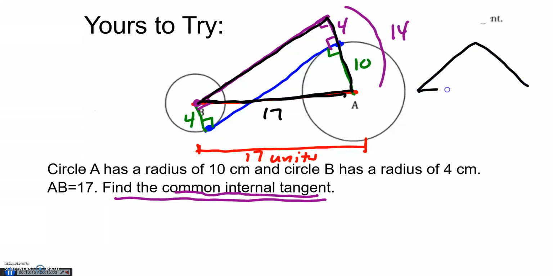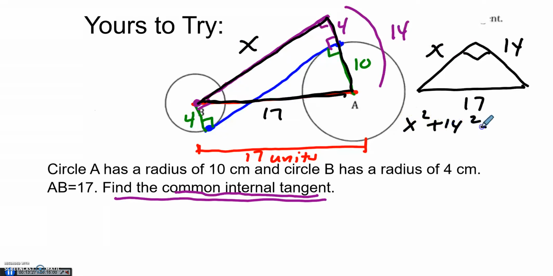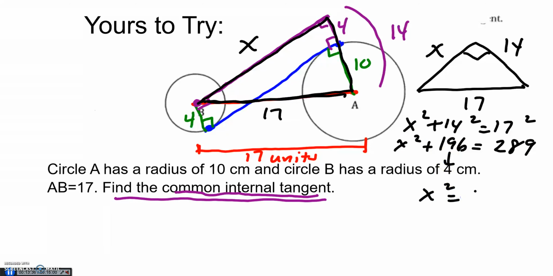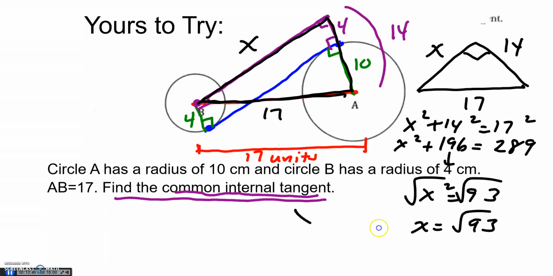So again, if I redraw what's going on, we have 14 here, 17 here, and we're trying to find this. This isn't a triple, so we have to use Pythagorean theorem. X squared plus 14 squared equals 17 squared. X squared plus 196 equals 289. So this would be x squared equals 93. Take the square root. 93 cannot be split. So my answer for x would be the square root of 93, which means my answer is also the square root of 93.